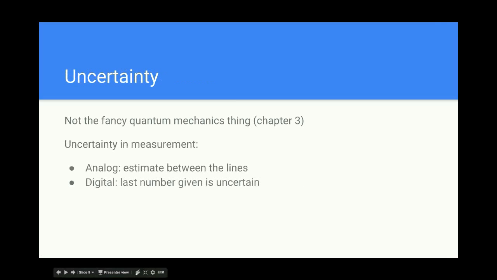All right. Now, uncertainty. We're still talking about measurements here, not quantum mechanics. There's a couple of things to know about uncertainty. And that is that when you take a measurement, your answer isn't going to be perfect. It can't be. There's no such thing as a perfect measurement. And I'm making a distinction here between analog and digital.